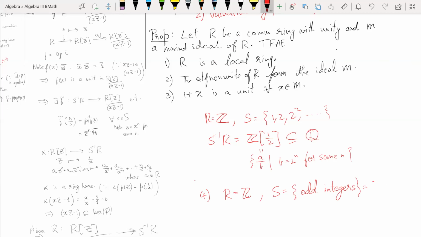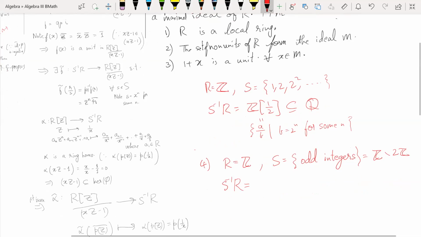Come on, Z minus 2Z. Okay, and then if you do, so remember odd integers directly you can check is closed under multiplication and 1 belongs there, right? Product of 2 odd integers is odd integer. So what is S inverse R?